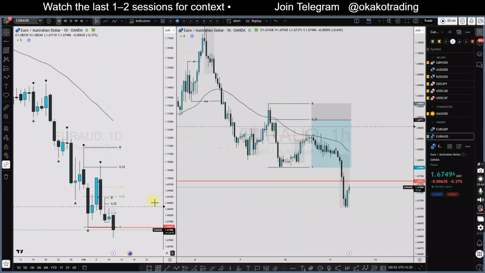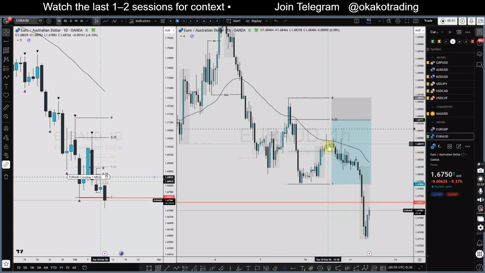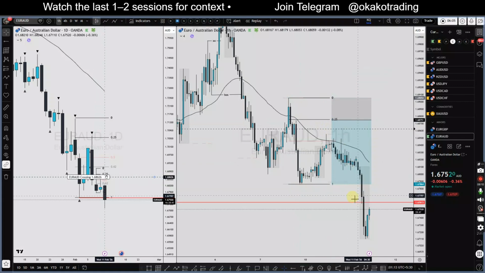Okay, now Euro AUD was one of the highest probability setups for the week. I posted my idea last session when price was somewhere around here, but I was expecting a little more upside correction before we start dropping. At least I was expecting price to clear this internal range, buy side liquidity before it started to drop.